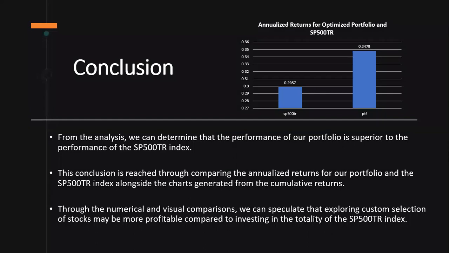In conclusion, from the analysis, we can determine that the performance of our portfolio is superior to the performance of the SP 500 TR index. This conclusion is reached through comparing the annualized returns for our portfolio and the SP 500 TR index alongside the charts generated from the cumulative returns. From Table 2, we could determine that our portfolio has a higher annualized return with a larger variance than comparing it with SP 500 TR index.